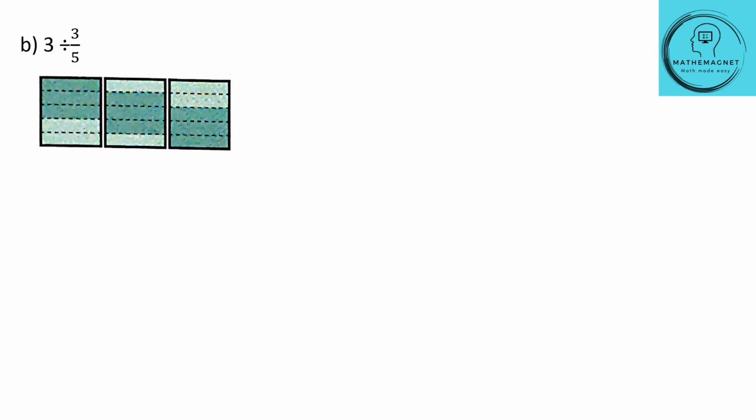Question B, 3 divided by 3 by 5. So here we have 3 rectangles. Each is considered as 1 unit. So 3 units, you're dividing it by 3 by 5. So 3 divided by 3 by 5 will be rewritten as 3 into 5 by 3. Here 3 and 3 will cancel out each other. So that will be equal to 1 into 5 by 1 into 1, which is equal to 5. So here 5 is your final answer. If you count the light green boxes, they will be 5.